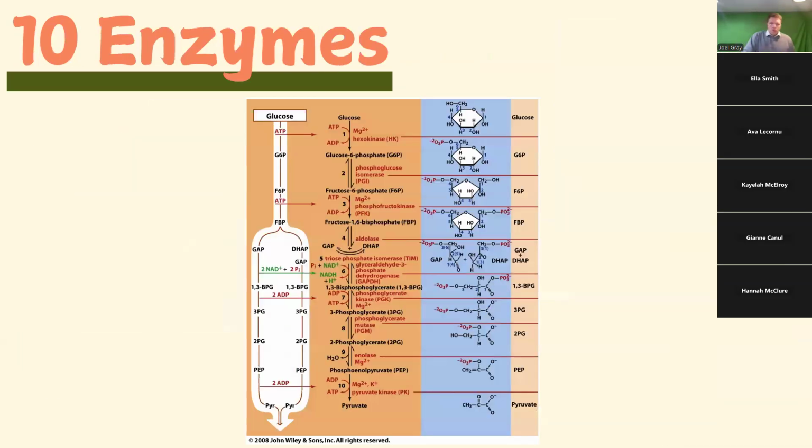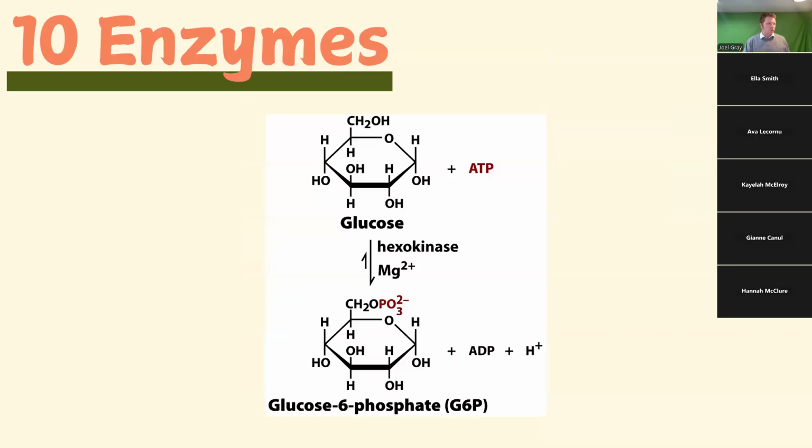Now, here is the summary of it all. These are your 10 steps in glycolysis, or the 10 enzymes in glycolysis. After this, we're going to go step by step. So the first step is hexokinase. You're investing ATP. You're getting a transferase reaction to produce glucose 6-phosphate. So we've added a phosphate onto carbon number 6, which is this carbon right here. Hexokinase does this.